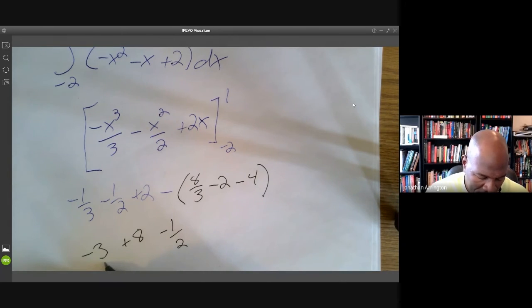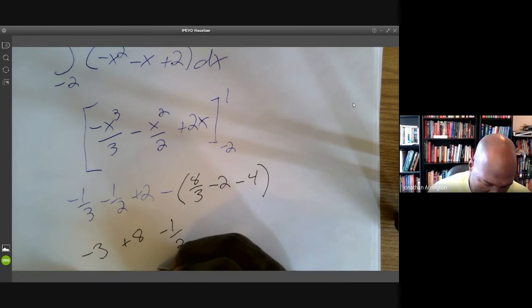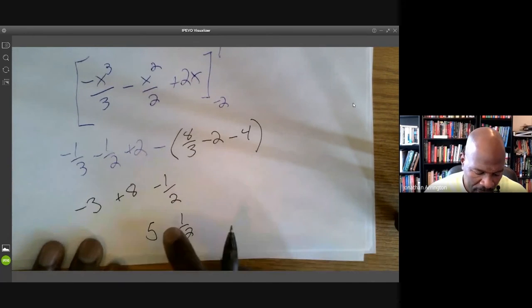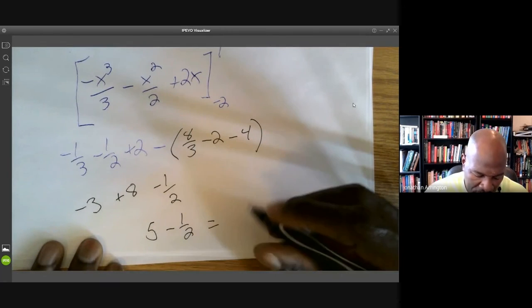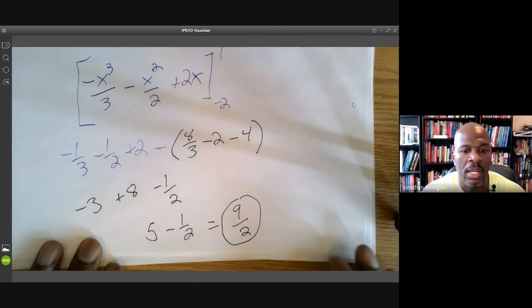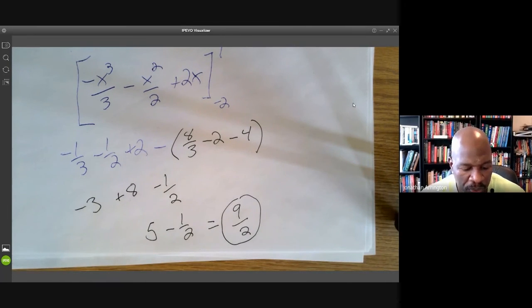So -3 and 8 is 5. So you have 5 minus 1/2. That's 10 over 2 minus 1 over 2. That's 9 over 2. All right, so that completes the second video on area between curves. And on the second example, again, when I don't give you an interval to find the area between, you'll get the 2 points of intersection of the 2 curves and integrate between those 2 numbers. We will see you next time.